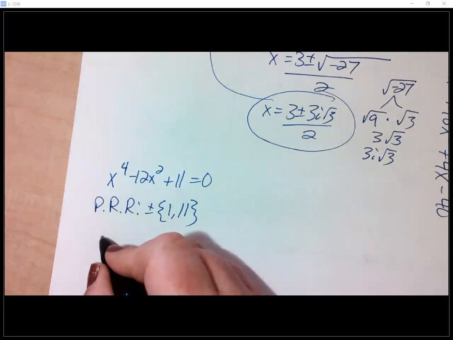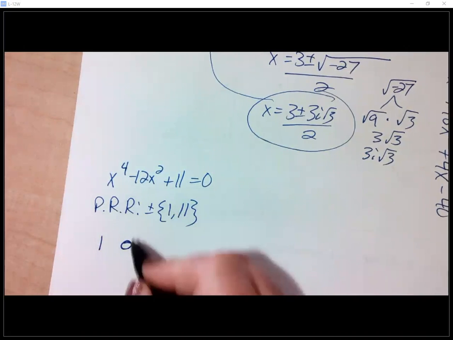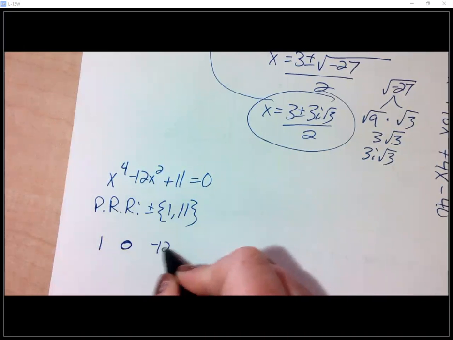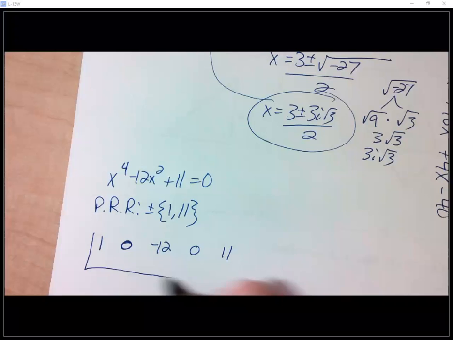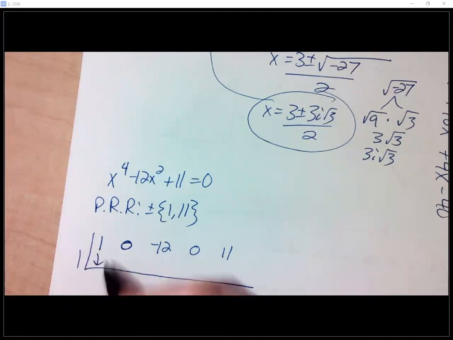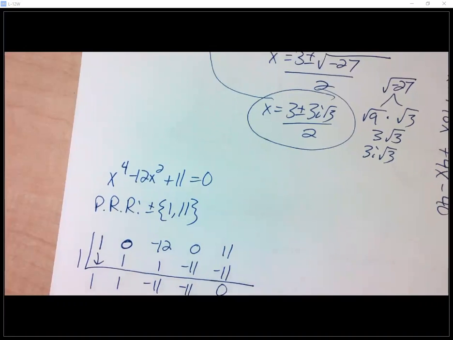I need a 0 because I don't have it to the 3rd, 2nd, I don't have it to the 1st, and an 11. So let's pop in a 1, see what happens. What luck! We got a 0 on our first try.